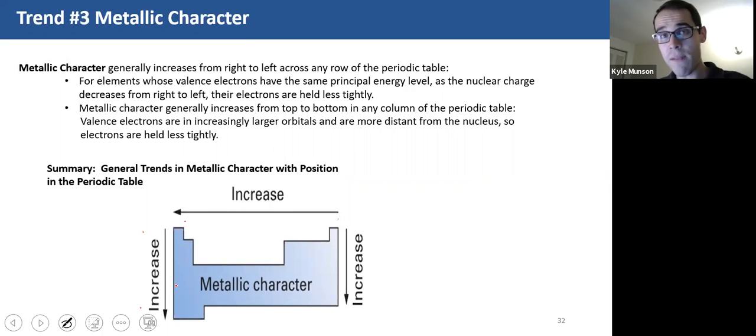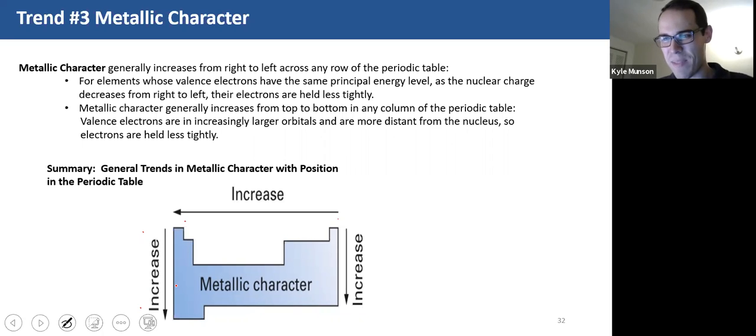So then the trend for metallic character, how do we kind of think about that? Metallic character generally increases from right to left across any row of the periodic table. For elements whose valence electrons have the same principal energy level, as the nuclear charge decreases from right to left, the electrons are held less tightly. And remember, when it's easy for something to lose an electron, it has a higher metallic character. So that's why it increases going from right to left on the periodic table.